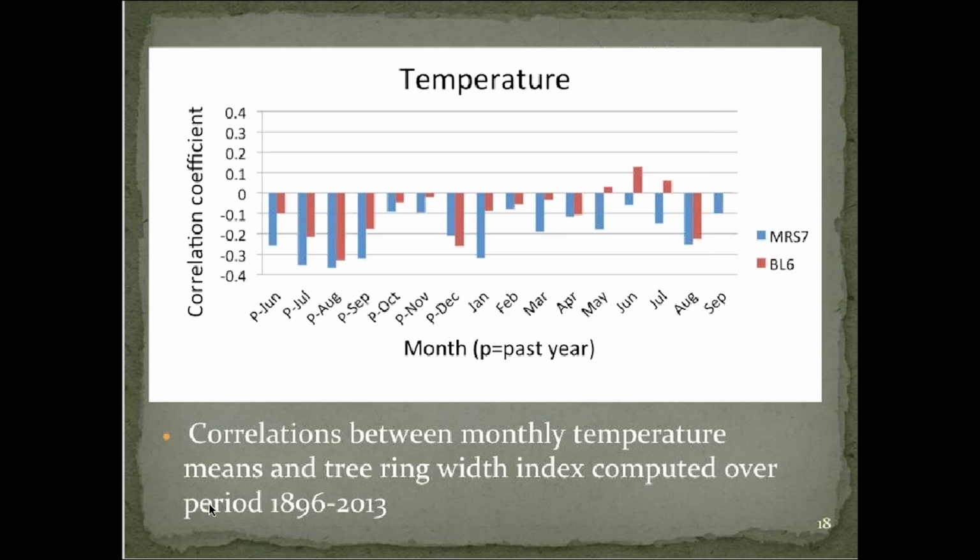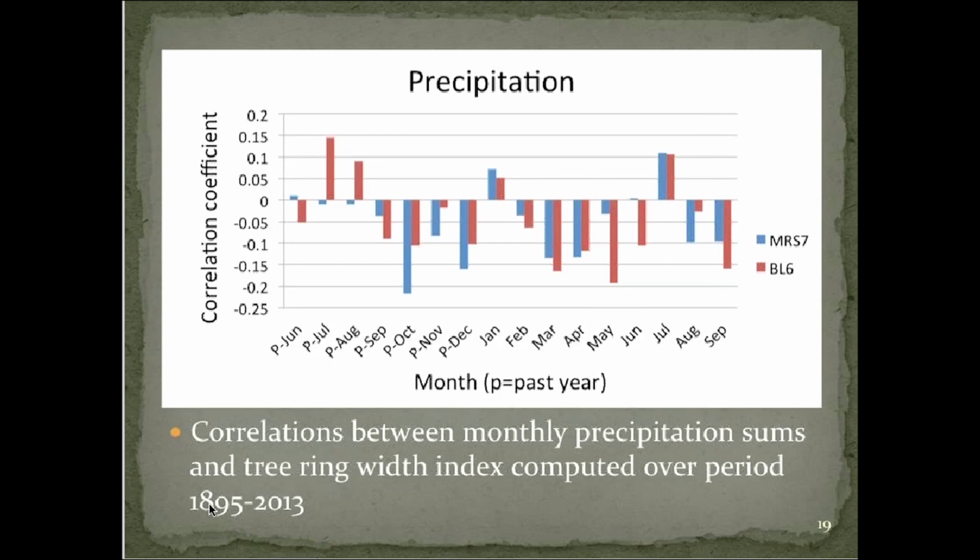So here we see a negative correlation between temperature and tree ring width, which means as temperature is increasing, the trees are not growing as fast, essentially. And this is a similar plot of precipitation, and there's largely a negative trend, but the correlation is not high enough to really make any claims about this.